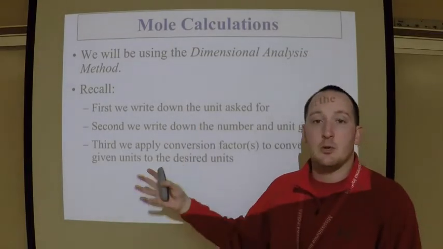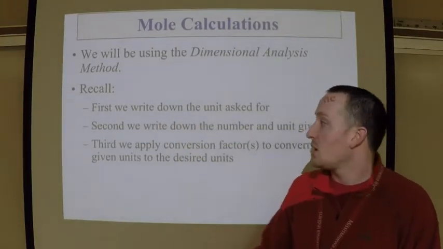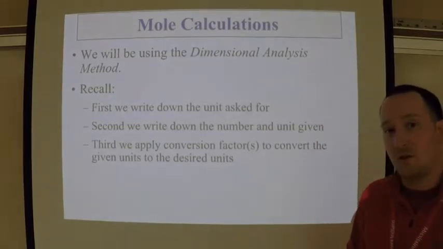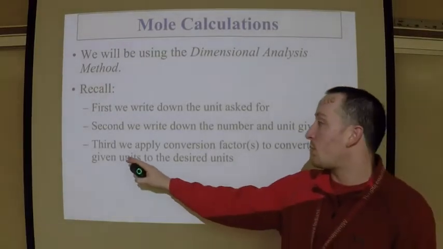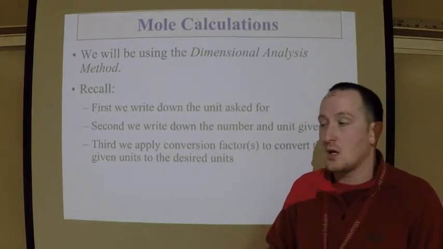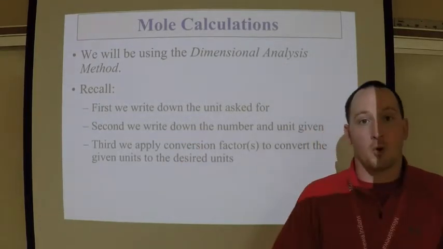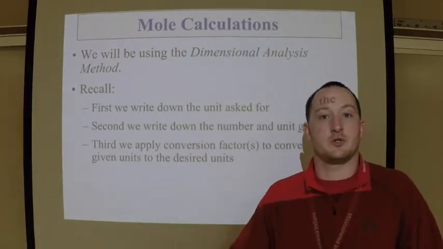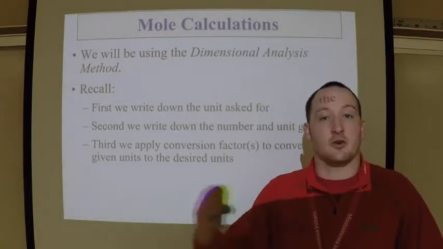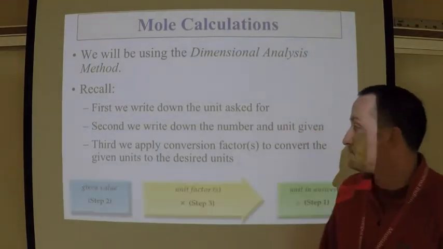So the first thing you do in dimensional analysis is write down the unit that you're being asked for. The second thing you're going to do is write down the number and the unit that you've been given. Then you're going to apply what are called conversion factors in order to convert units. One conversion factor that we've learned so far is that 1 mole is 6.02 times 10 to the 23rd particles. That's a conversion factor, and we'll be using that.